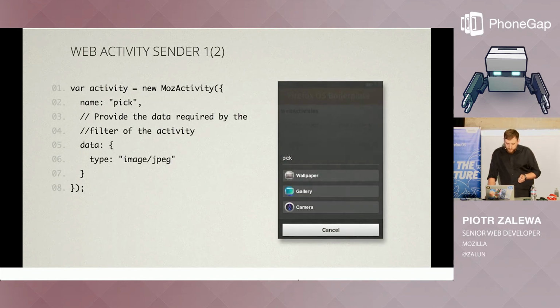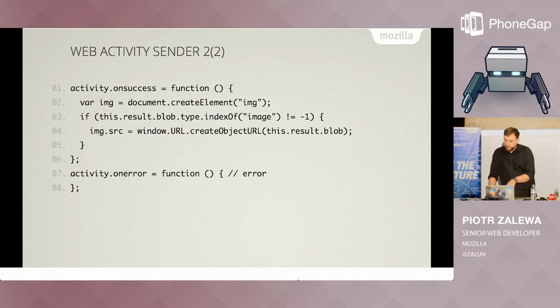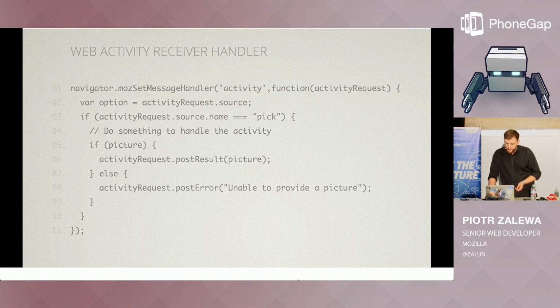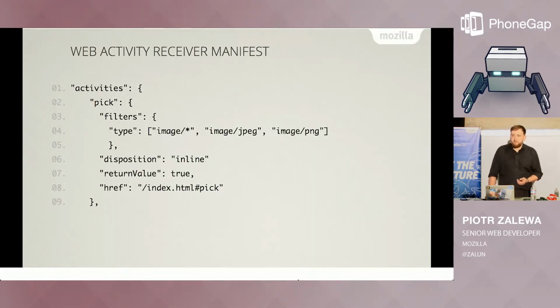I will show you that, just like the sender activity. If you would like to pick some image, we just use a pick activity on image data, and after we get it on success, we may create an element with the data received from this activity. But activities are very nice also because we can create an application which will be a default, which will be one of the targets of the activities.